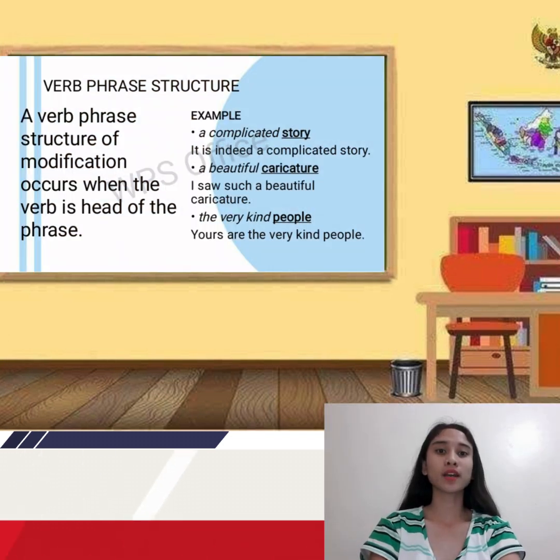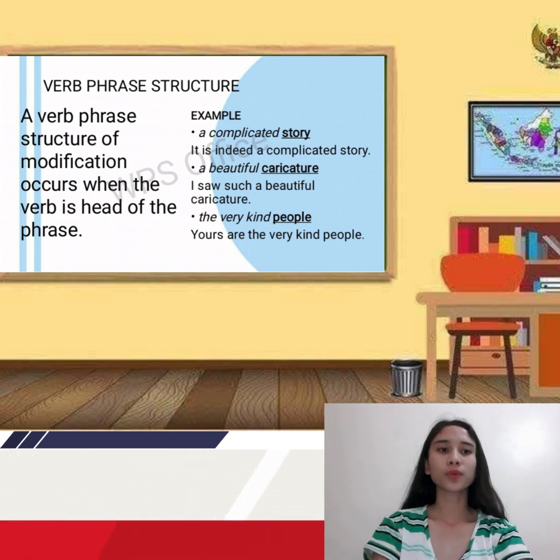Proceed to the second, verb phrase structure. A verb phrase structure of modification occurs when the verb is the head of the phrase. So we have our given example, which is: I know you always work meticulously. The underlined word there is work, which is our verb, and it is modified by the word meticulously.